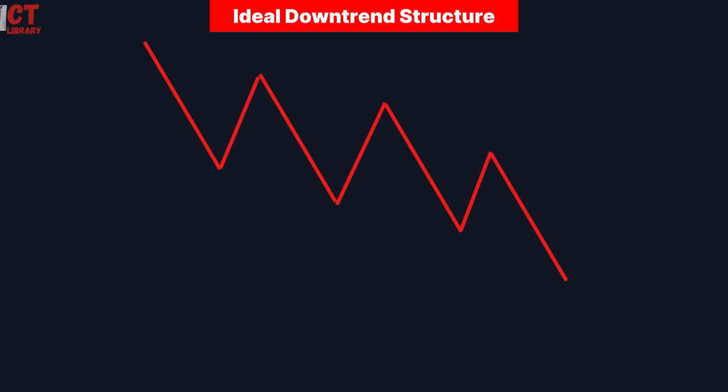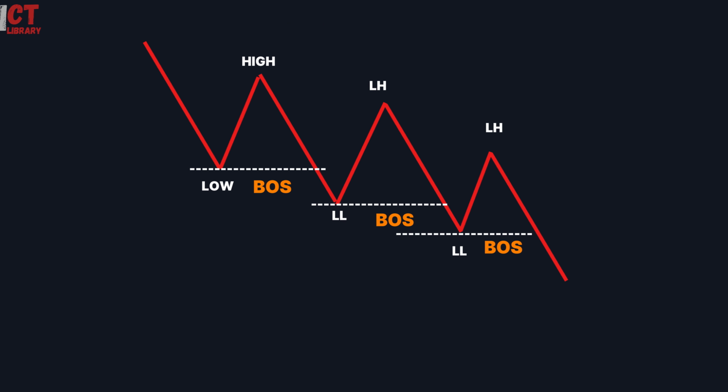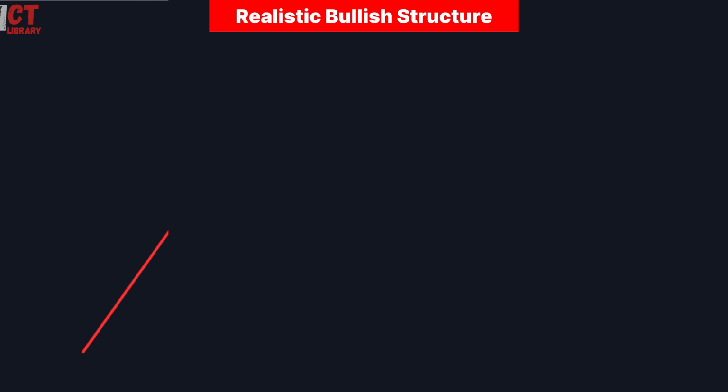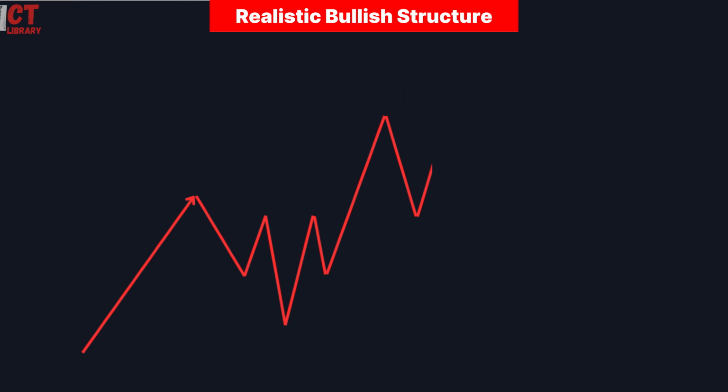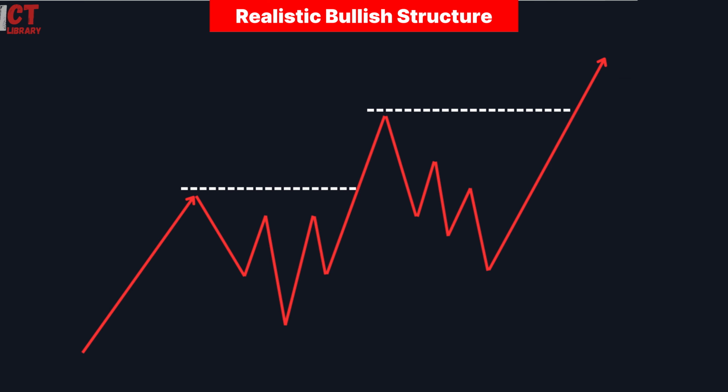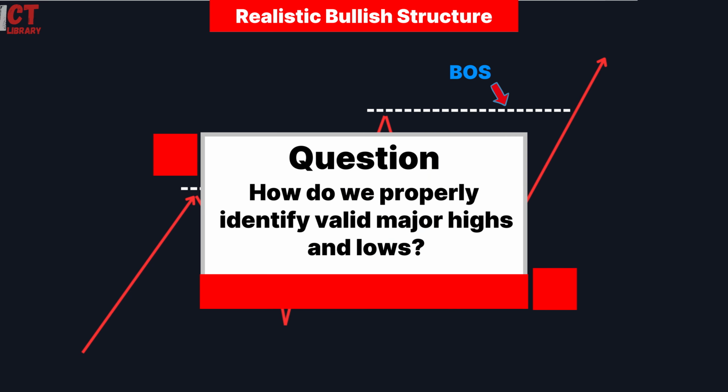In a downtrend, price consistently prints lower lows and lower highs. Here, price tends to break previous lows while maintaining lower highs. Now, let's move into a more realistic representation of market structure. This structure reflects how price commonly behaves in live market conditions. Now, imagine price breaks above a previous high. At this point, an important question arises. How do we properly identify valid major highs and lows?